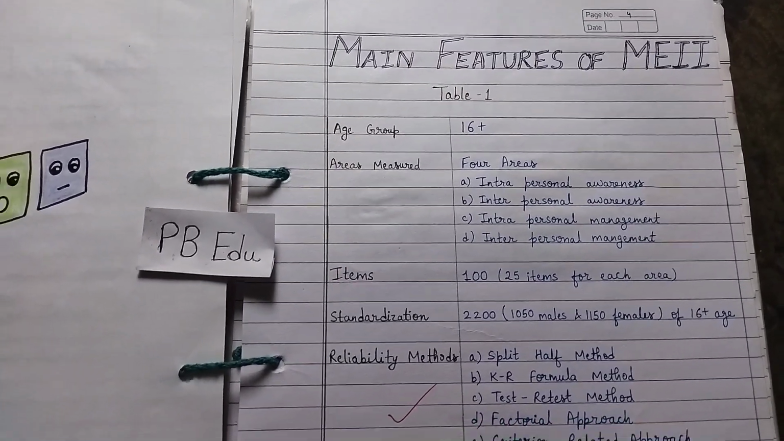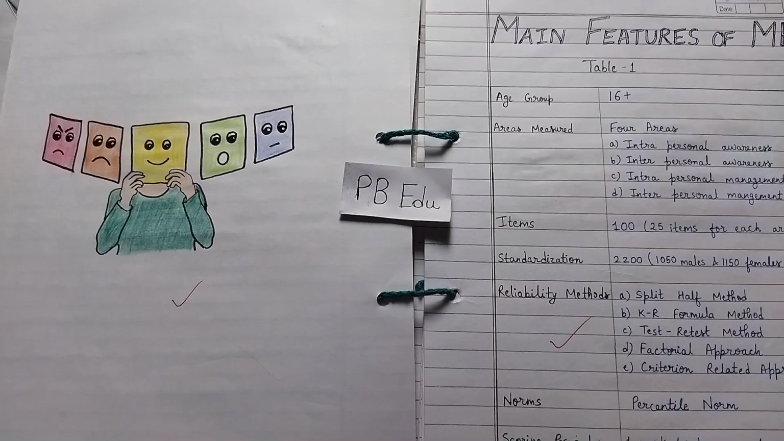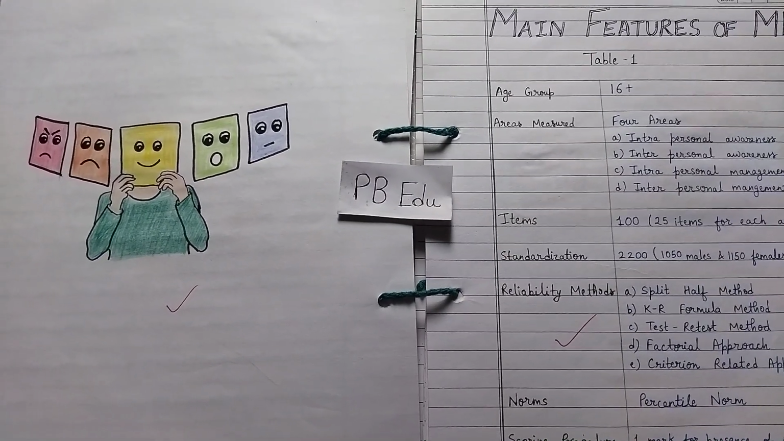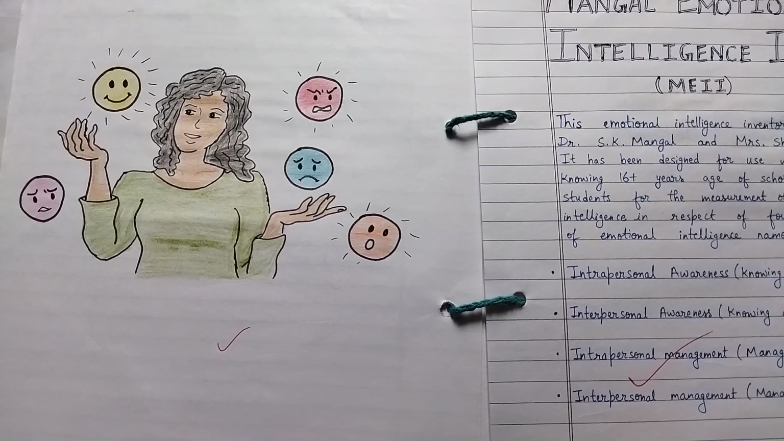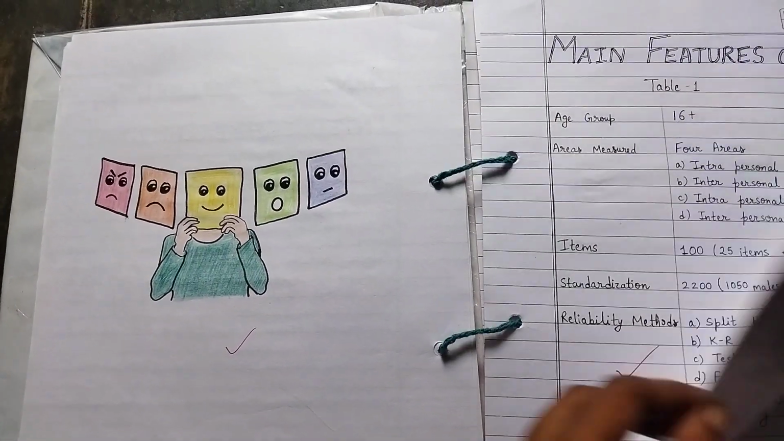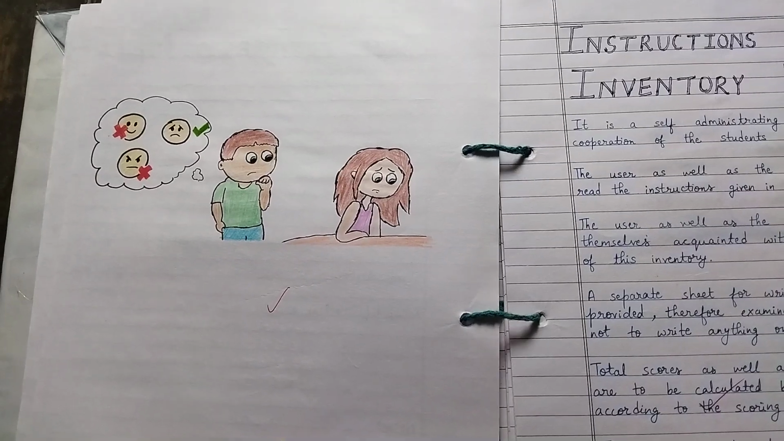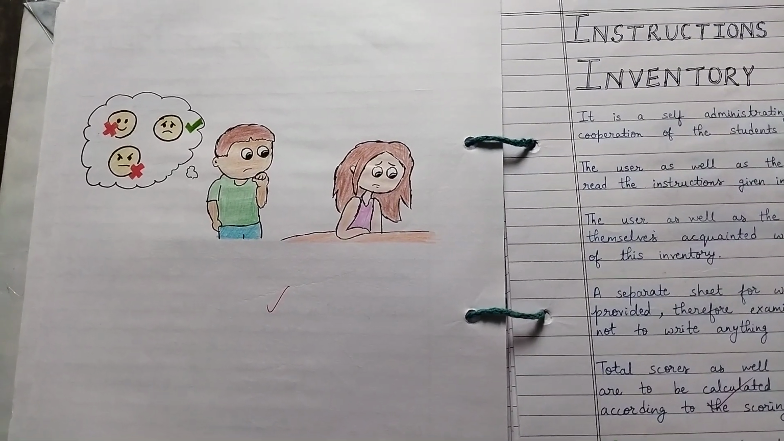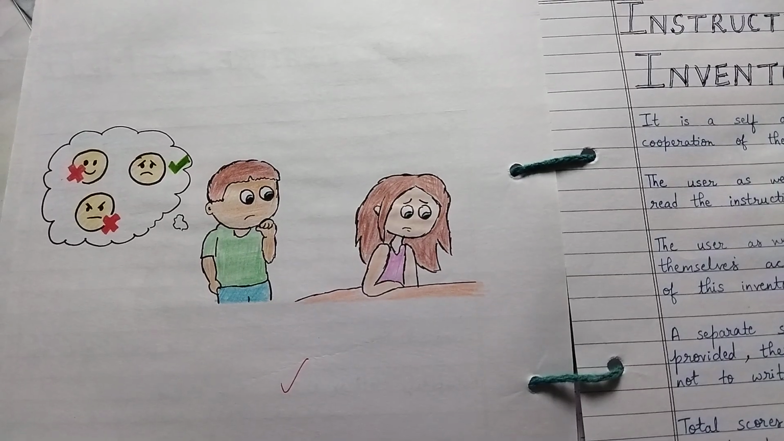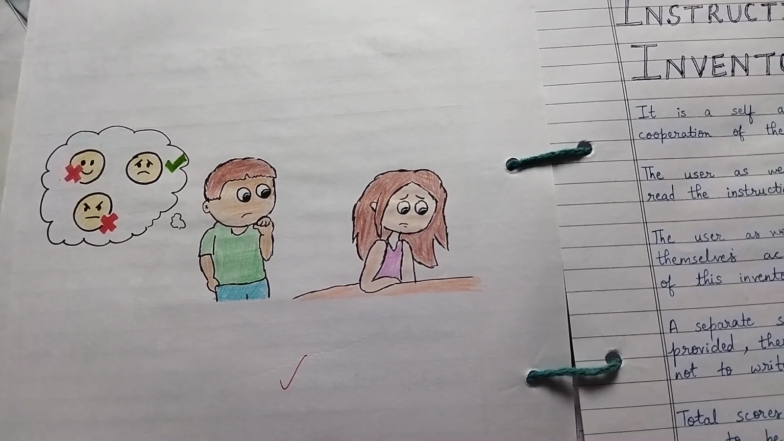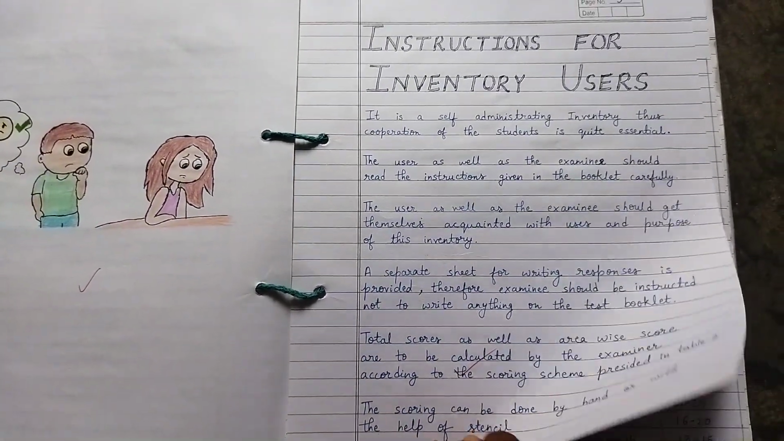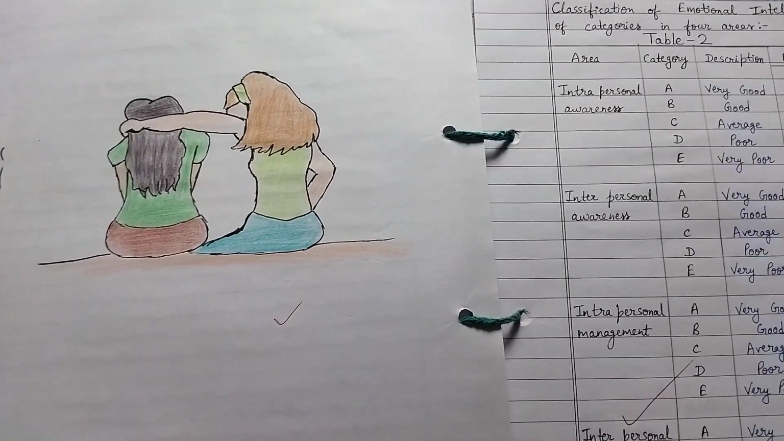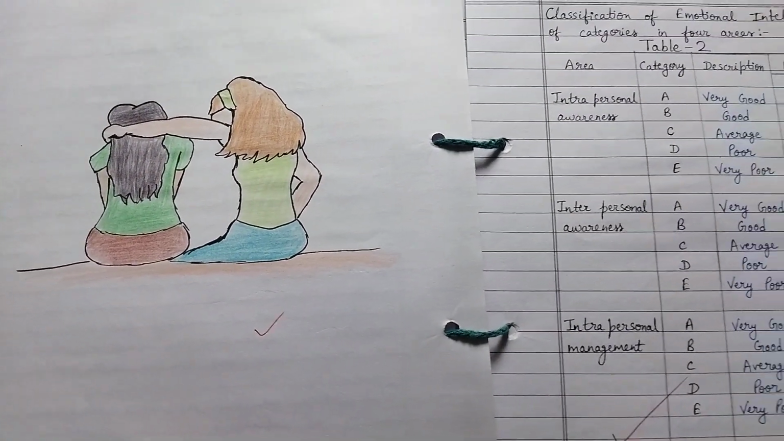Then the main features of MEII, and on the left hand side this is depicting intrapersonal awareness. The second picture is depicting interpersonal awareness. The third one is depicting intrapersonal management, and here are the instructions for the inventory for the users. And this picture is depicting interpersonal management.